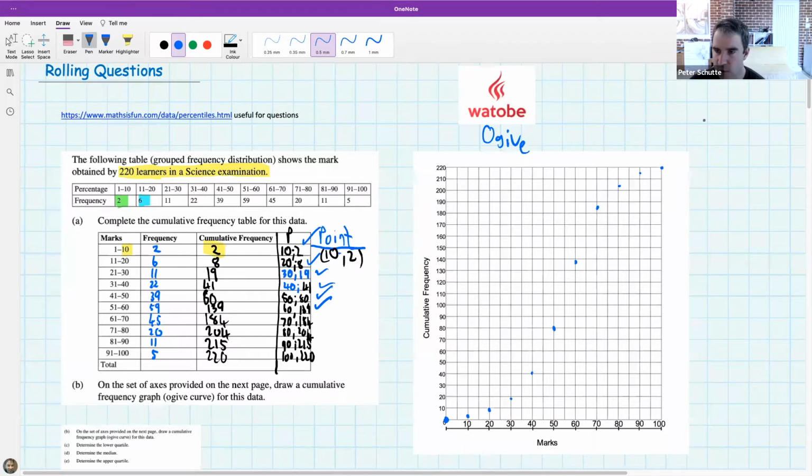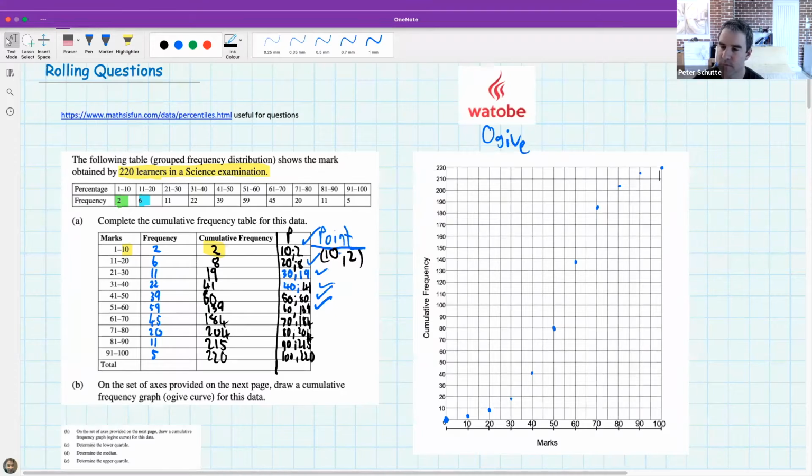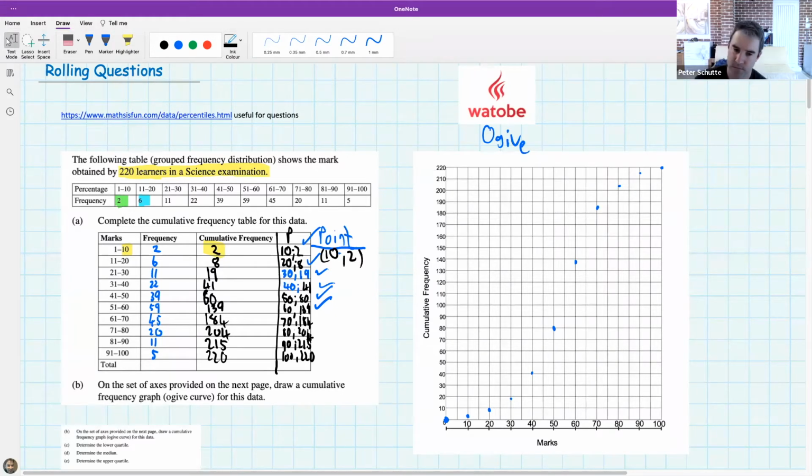Now, we're not all done yet, so I'm going to give a bit more time, but I'd love to know from the people who have drawn their ogive, what type of lines do we use to draw our ogive? Okay, so be careful. It's an S shape. So Wami, it's not straight lines, it's curved lines. It gives an S shape, you're right, a rough S shape.